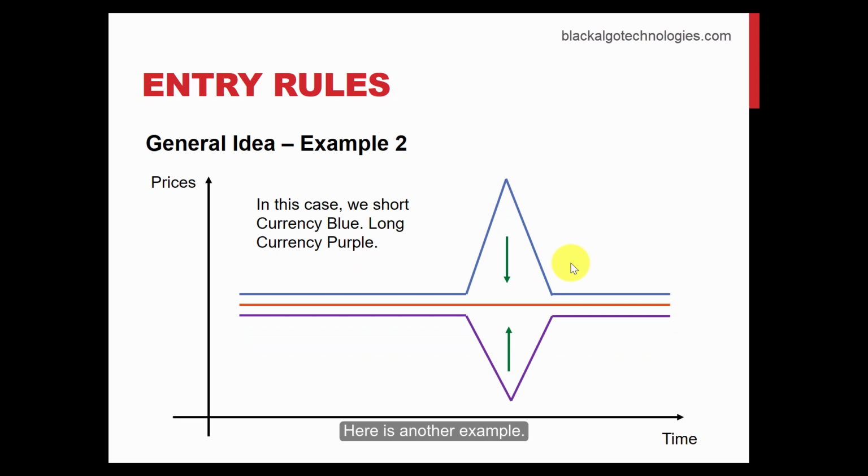So here is another example. Imagine if both currency blue and currency purple diverge. In this case, if we assume that this divergence is temporary and they will converge back to the mean, we will short currency blue and long currency purple here. And if they do converge back, we will be profitable for this trade.